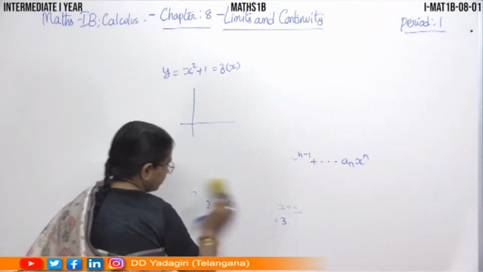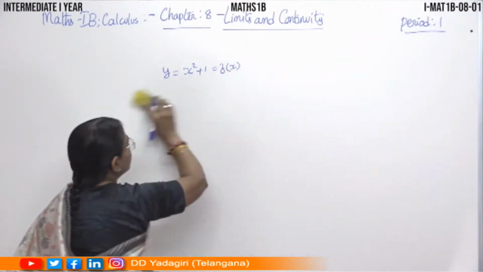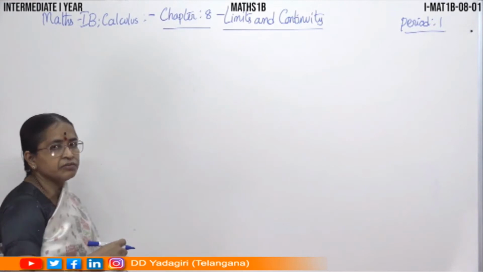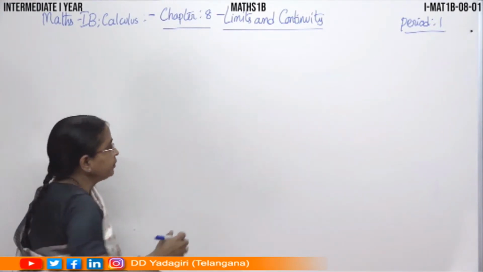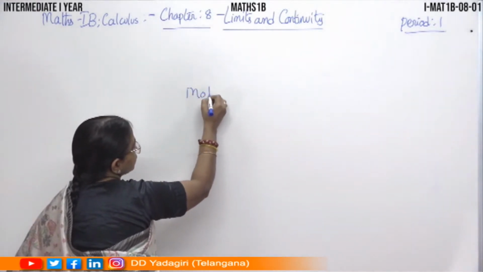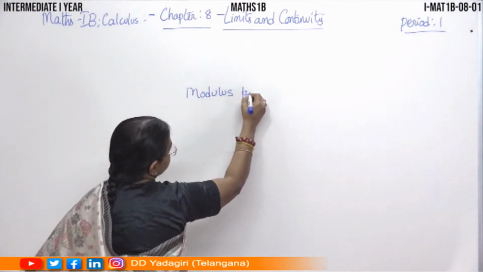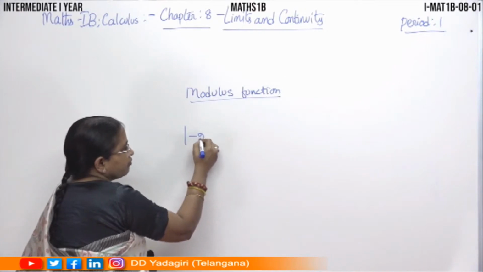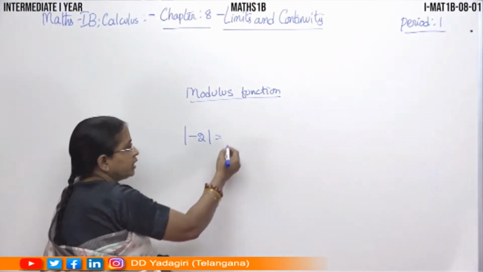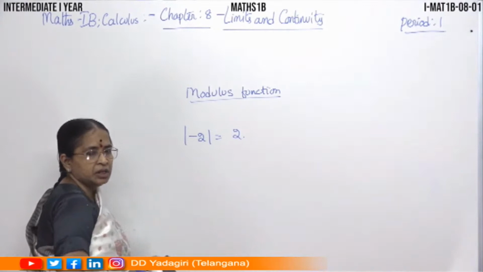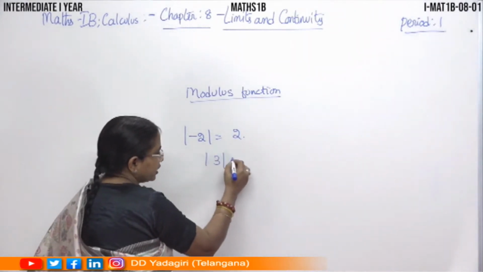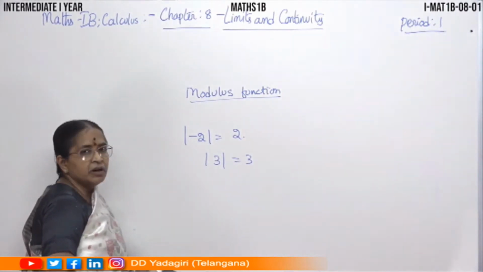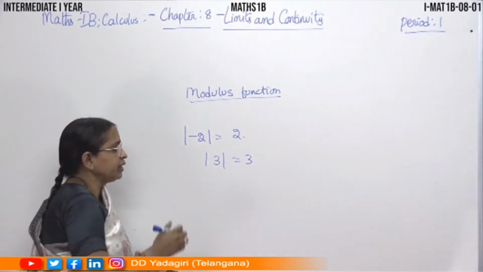Next is a very important function. You will learn all about this in functions chapter. So in finding the limits, we need all these types of functions. So next one is modulus function. What is this modulus function? You already know, suppose I write mod of minus 2, you say it as 2. Mod of minus 2 is 2. Or mod of 3, you say it as 3. Positive value. You take the absolute value of that number.